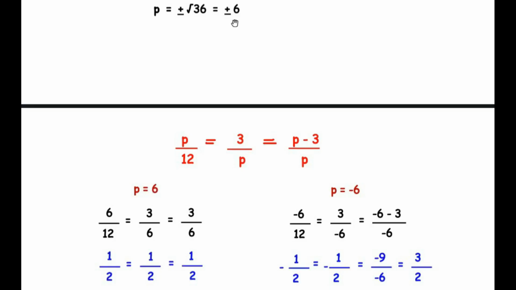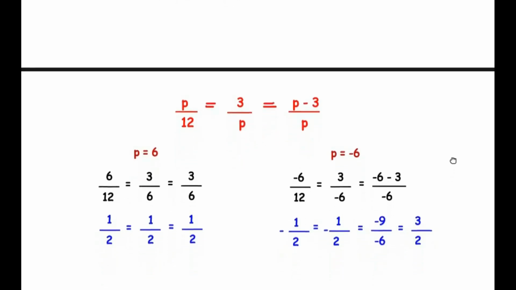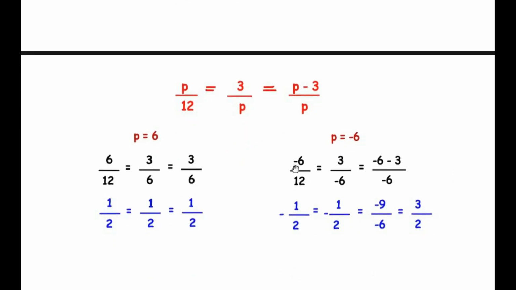Now let us check for negative 6 as well because we have got it over here. So p is equal to negative 6, again we are going to plug it in this condition. So negative 6 over 12 is equal to 3 over negative 6 is equal to negative 6 minus 3 over negative 6. Now negative 6 over 12 can be simplified further as negative 1 over 2. Now 3 over negative 6 can again be simplified as negative 1 over 2. Now negative 6 minus 3 becomes negative 9 over negative 6. Now negative and negative cancel from the numerator and denominator, and 9 and 6 go in the table of 3 giving us 3 over 2.